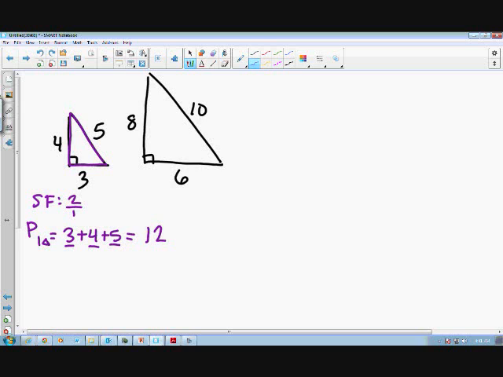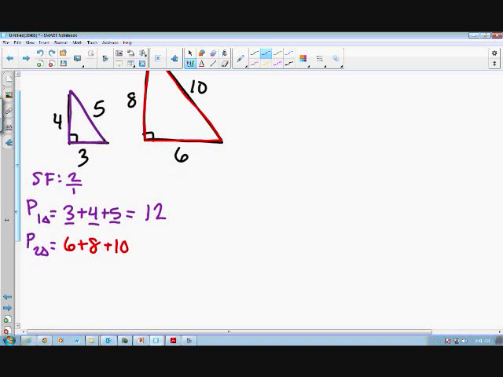Okay, now we're going to do the perimeter of the second triangle, which again, perimeter is just walking around the edges. So 6 plus 8 plus 10. We can do this in our heads without calculators. Okay, what is 6 plus 8? You should be thinking 14 plus 10 is 24.